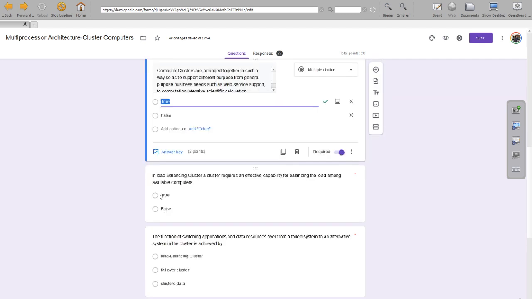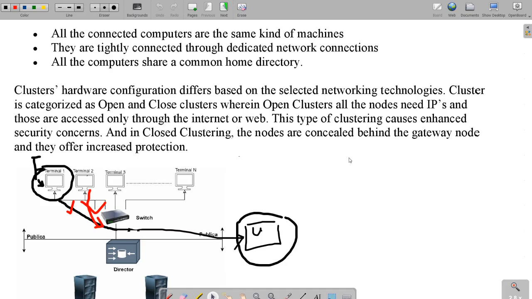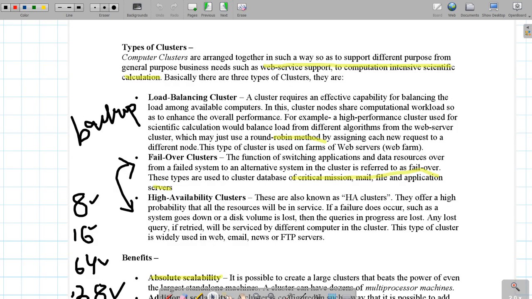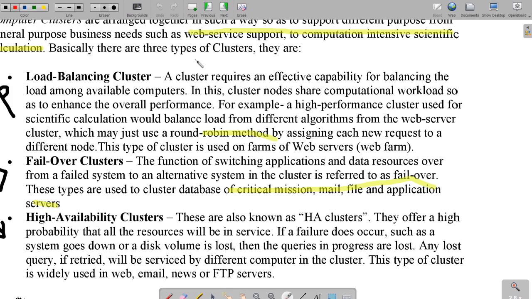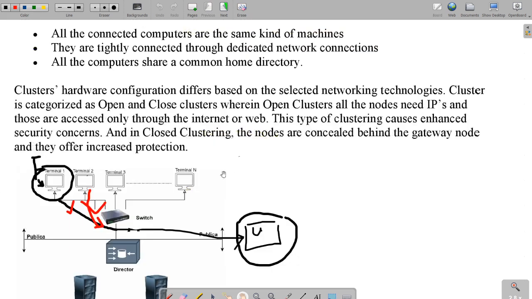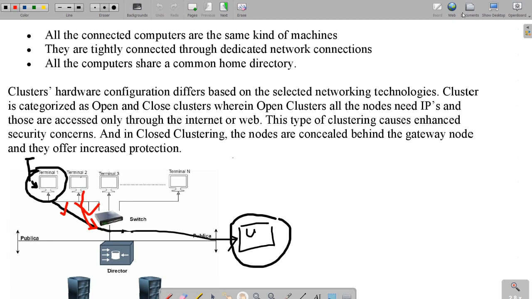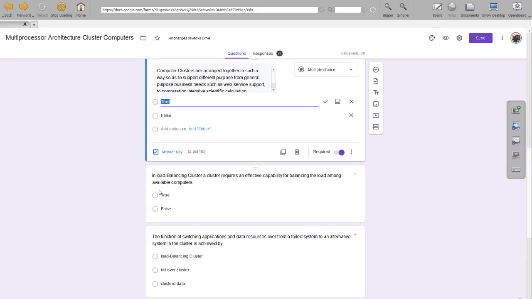Next question. In a load balancing cluster, a cluster requires an effective capability of balancing the load among available computers. This was basically the definition of load balancing cluster, and it is the very purpose for which load balancing clusters came into existence. They balance the load so that a particular node does not get a huge load while others are idle. The idea is to split the computational task equally among the different nodes or terminals. So the answer is true here.